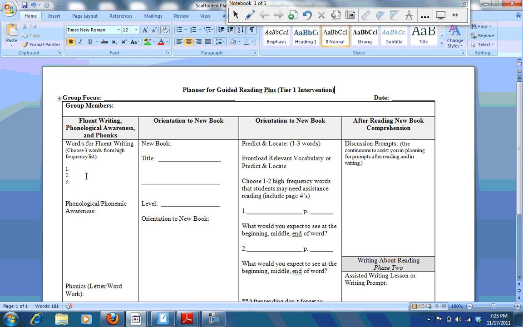The next video is going to show you how to plan a Guided Reading Plus lesson on a Level 18 book called At the Beach.